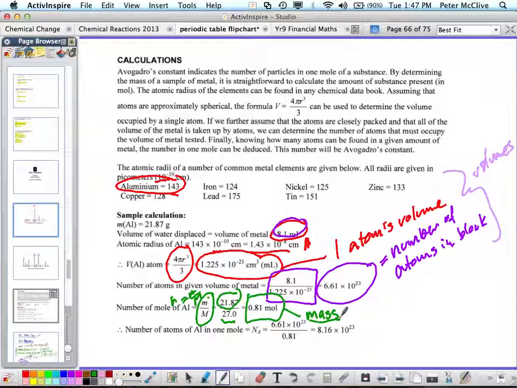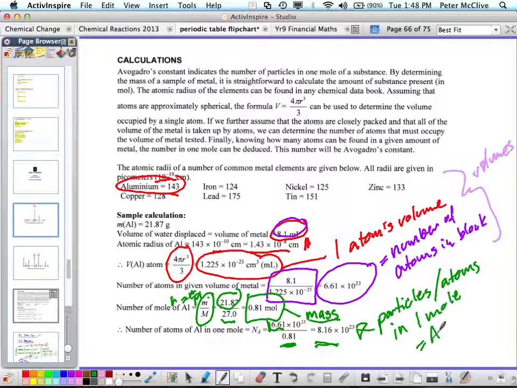And what we're trying to work out is Avogadro's number, which is how many particles are in a mole. Okay? And if you've worked out you've got 0.81 mole, that's less than a mole, you just want to work out how much is in one. So you're going to divide the total number of particles by that number to get one. That's what this formula is doing for you, to work out particles or atoms in one mole, which is equal to Avogadro's number.